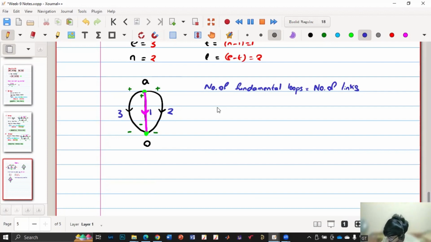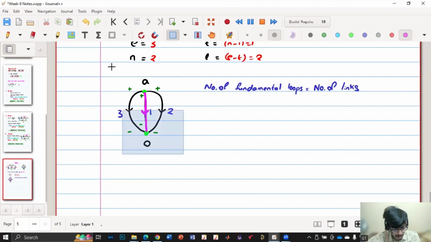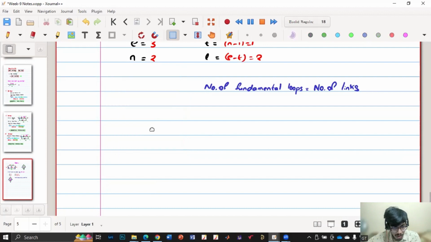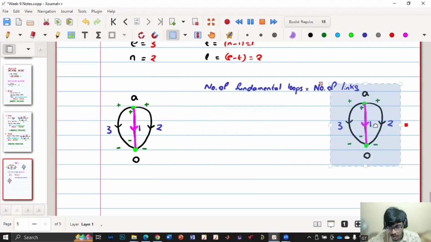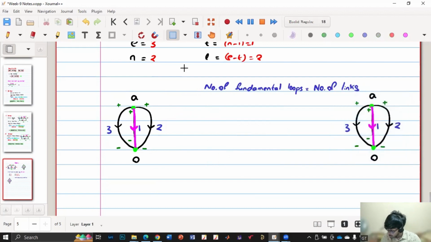So let me consider again two such scenarios. One is here, the other one is here. Okay. So the first loop is because of L2. So this is our loop. Let me use a blue color. So I'll consider this one.